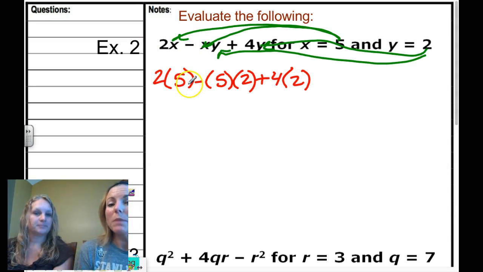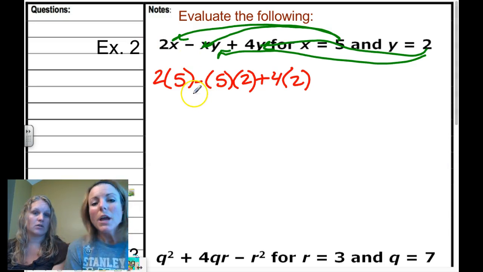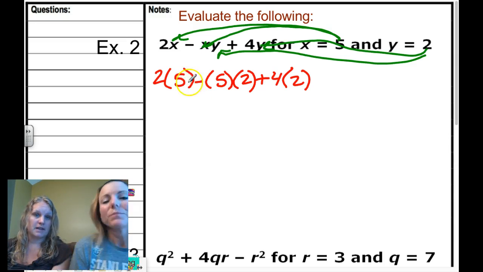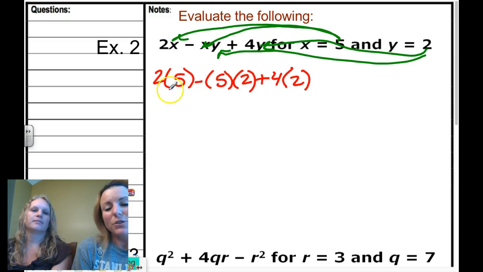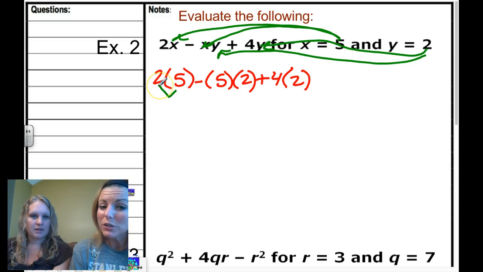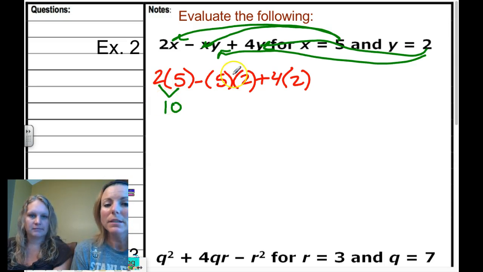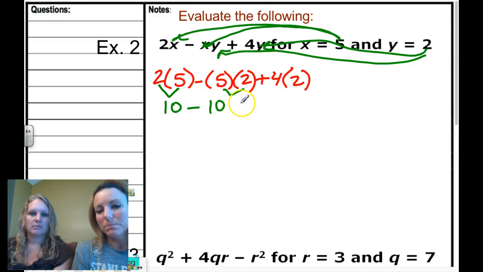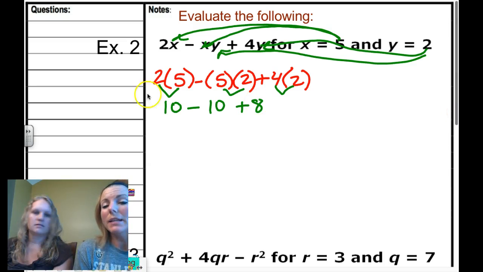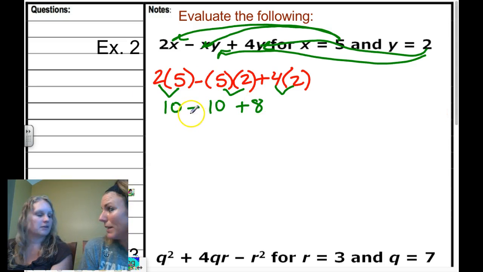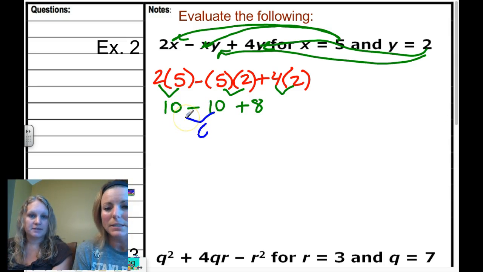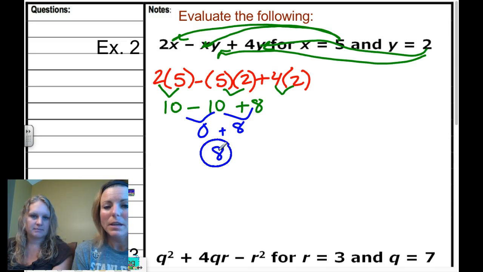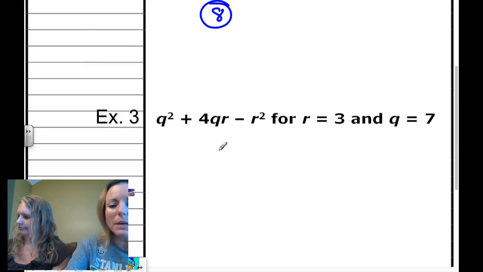So now let's make sure we do PEMDAS. Is there anything in parentheses? No. Are there any exponents? No. But there's multiplication. So 2 times 5 is 10, minus 5 times 2 is 10, plus 4 times 2 is 8. Now we're left with adding and subtracting from left to right. So 10 minus 10 is 0, plus 8. We just get 8. And we're done.